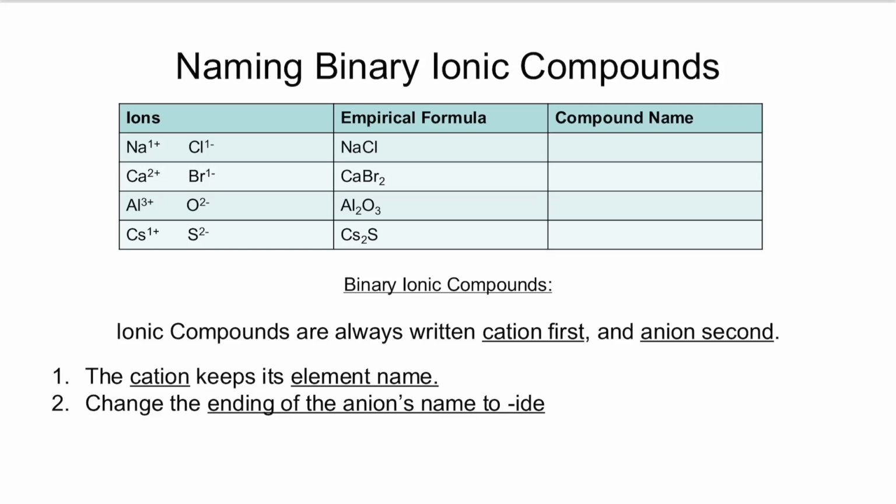Today we're going to talk about how to write the names for ionic compounds. First, let's start by talking about binary ionic compounds. Binary meaning ionic compounds that are composed of just two different elements.